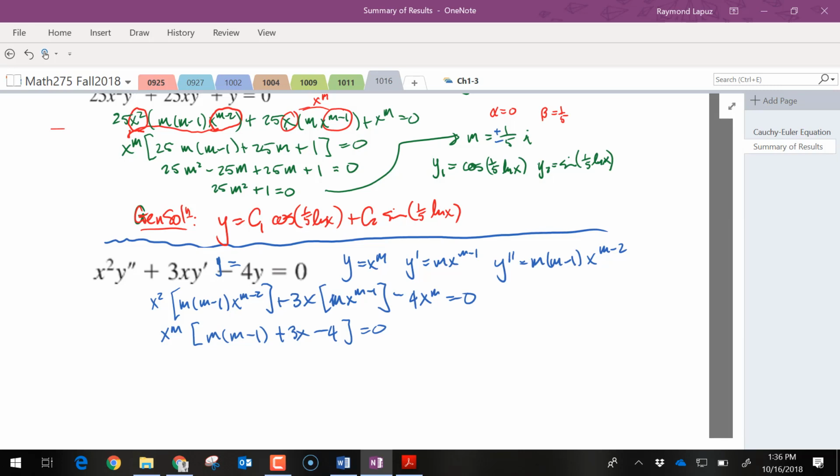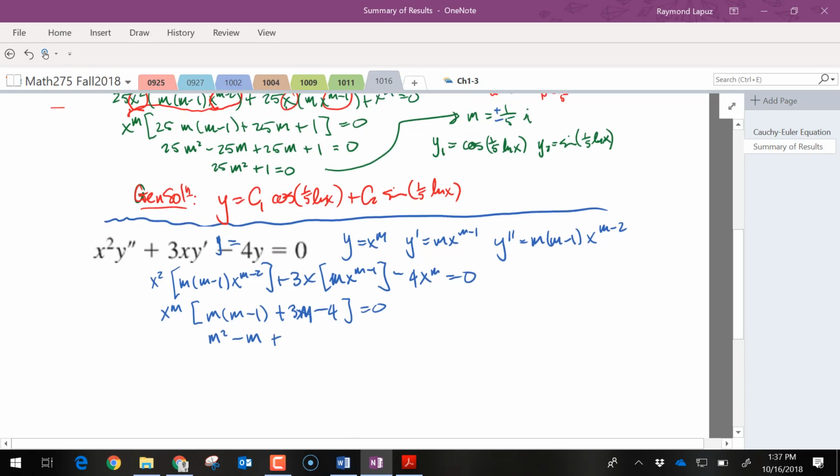So let's multiply everything out. We have a quadratic, m squared minus m. I suppose this should be 3m, right? Not x. Plus 3m minus 4 equals 0. So that's m squared plus 2m minus 4 is equal to 0. Got factor? Did I do that right?